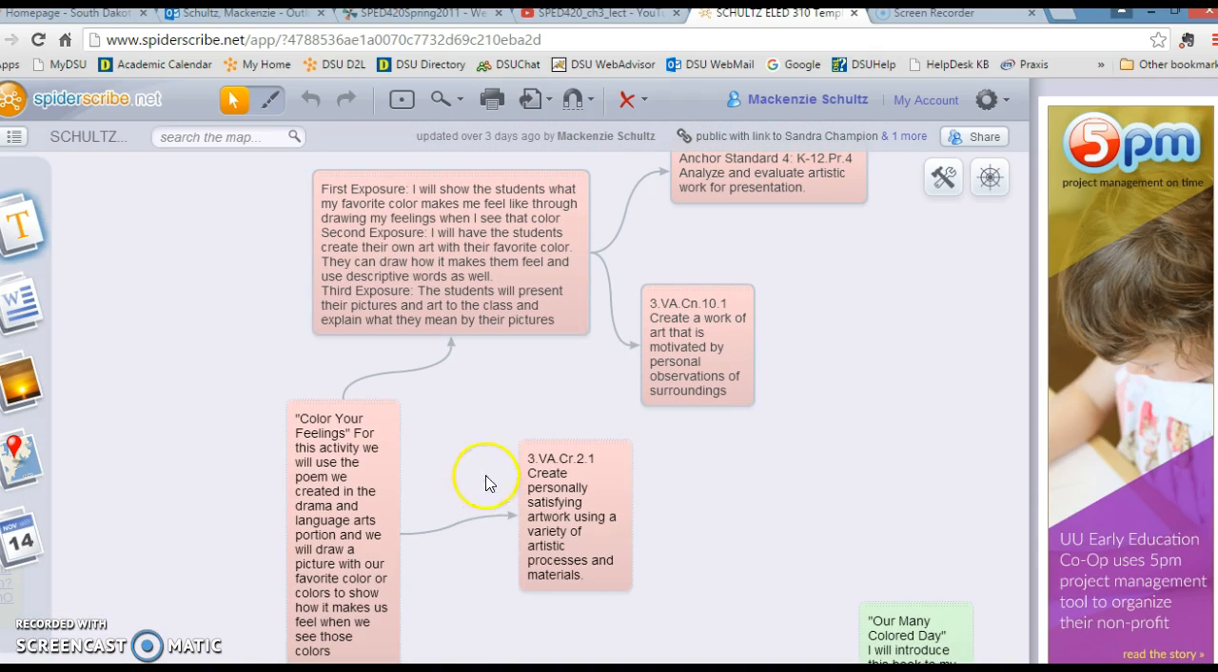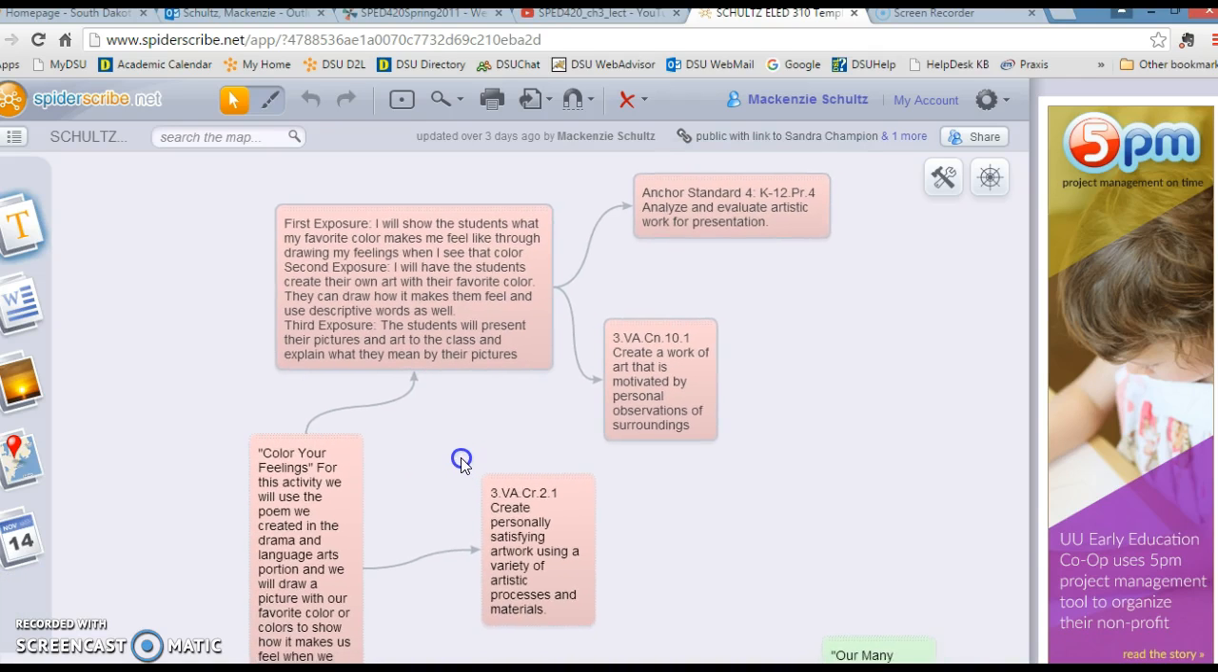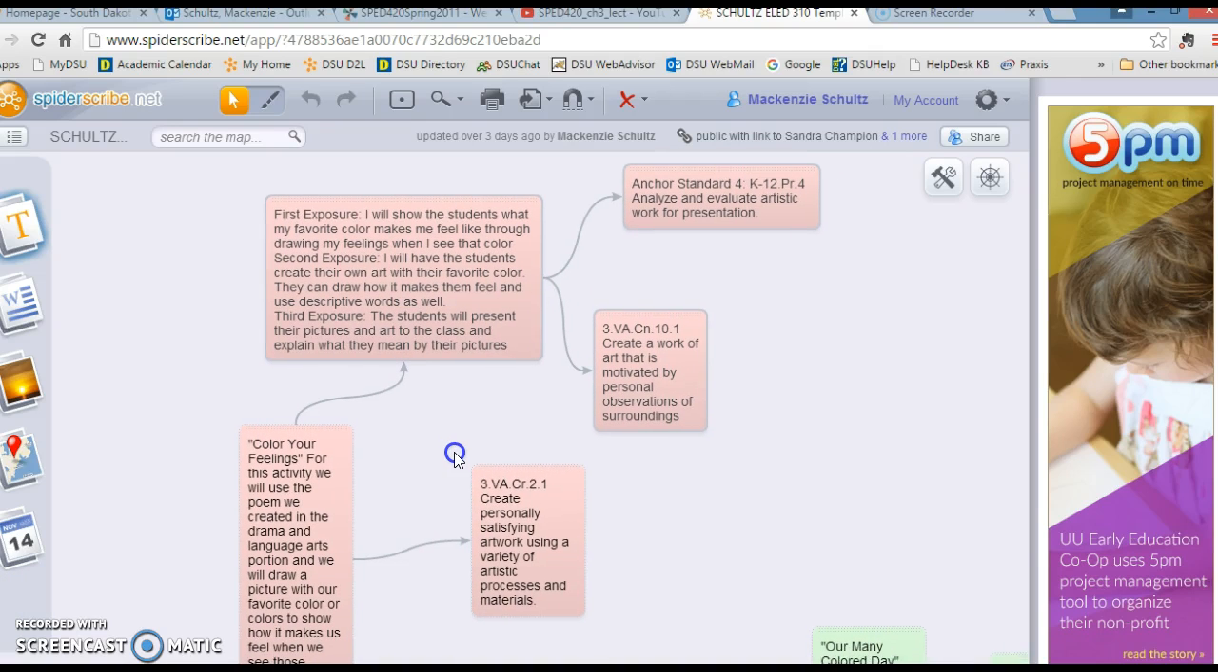For our first exposure, I'll show the students what my favorite color is and how it makes me feel through drawings. Then for the second exposure, they will do their own art, creating their own picture of how their color makes them feel. The third exposure is them sharing it with classmates and the teacher. They can hang it on the wall or present it, however it makes them feel. That's our big idea.